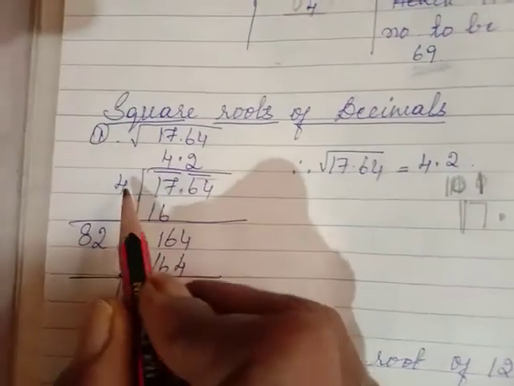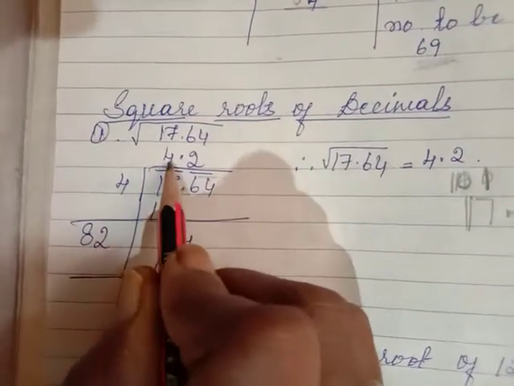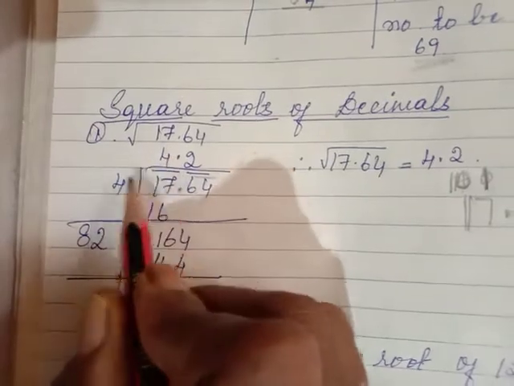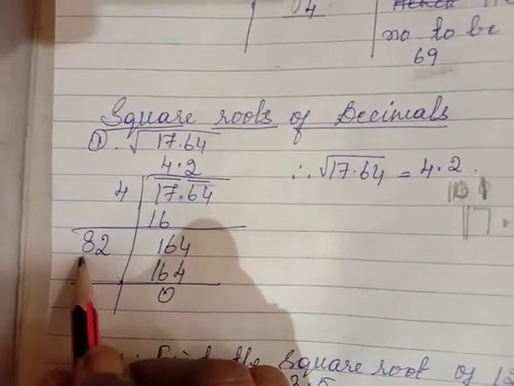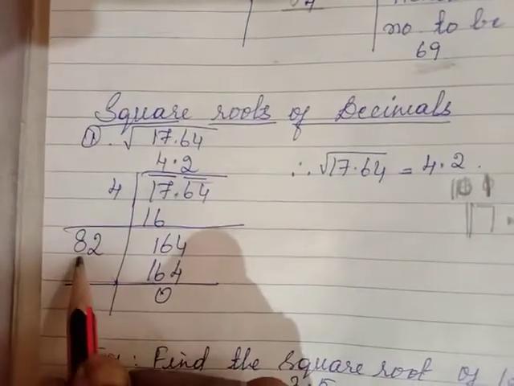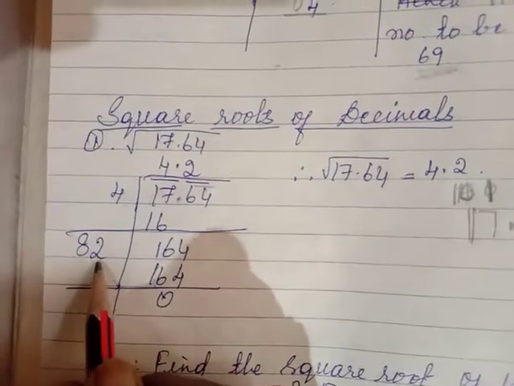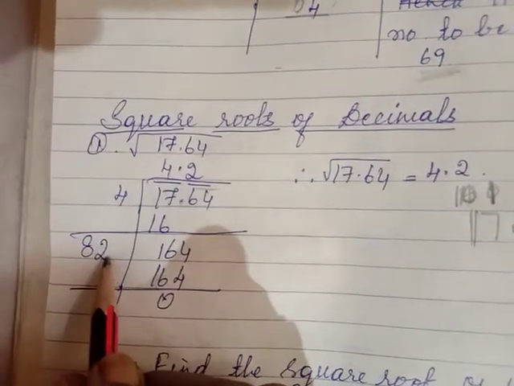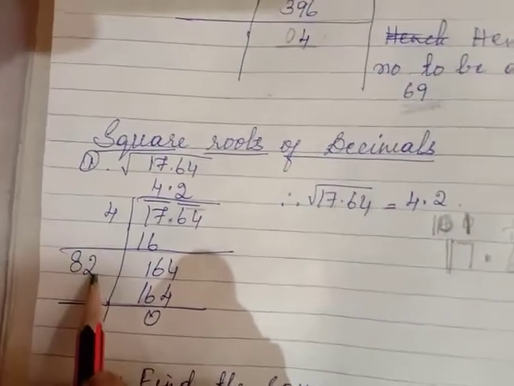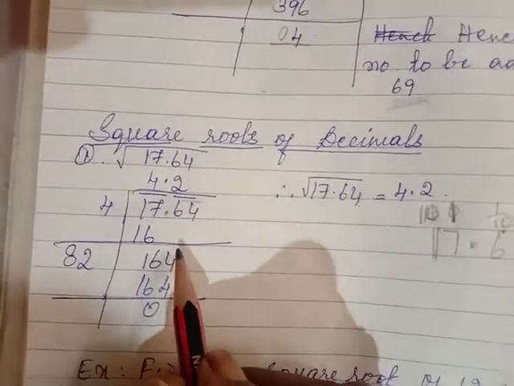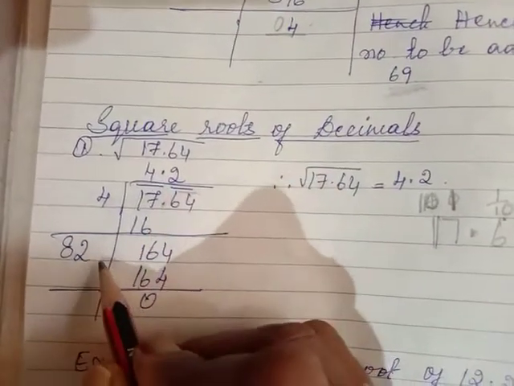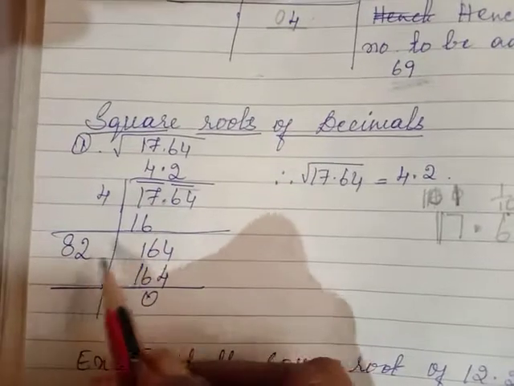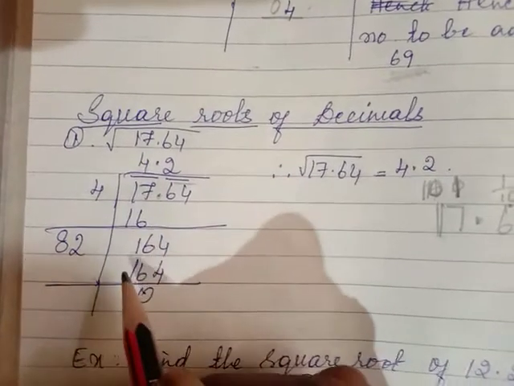Now here, the double of 4 is how much? 8, 4 plus 4 is 8. Now how much do you have to take in the ones digit? What is the ones digit? So you have to take the ones digit as 2. Exactly, that is 82 2s, correct?